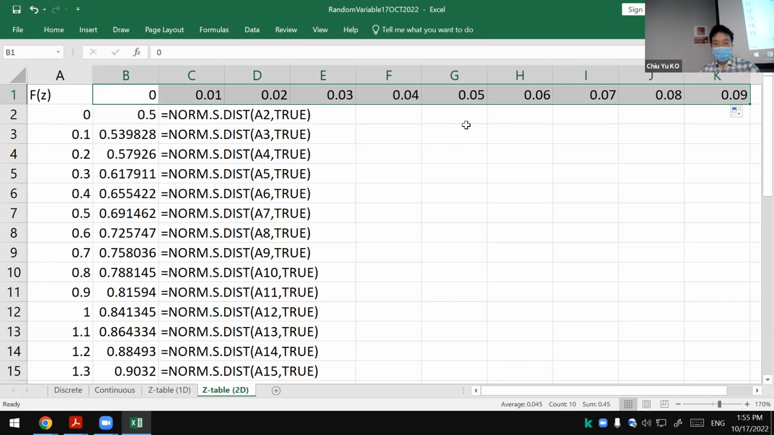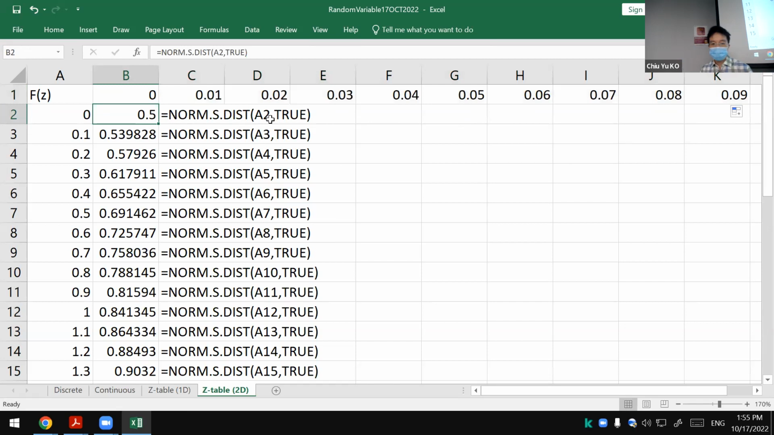And then the question is, how can we modify this formula A2 in a way that you can just quickly drag? At first you will see it must be two numbers added together, must be A2 plus B1. This is the first thing we need to look at. It must add up the row and the column.